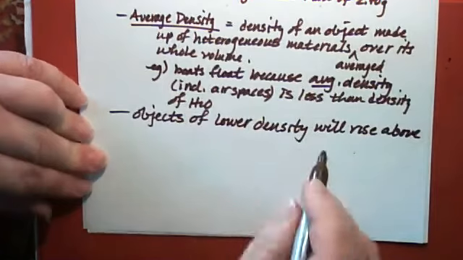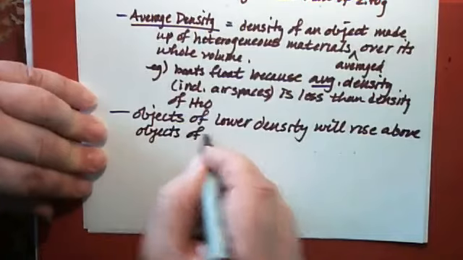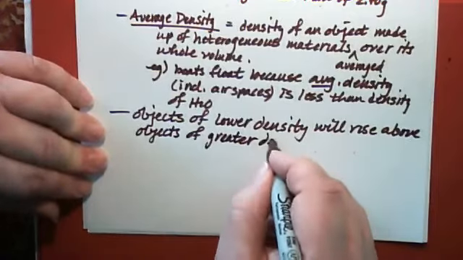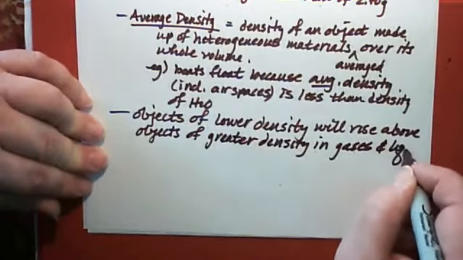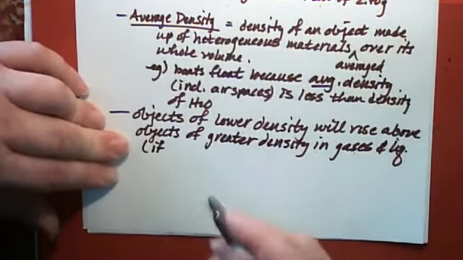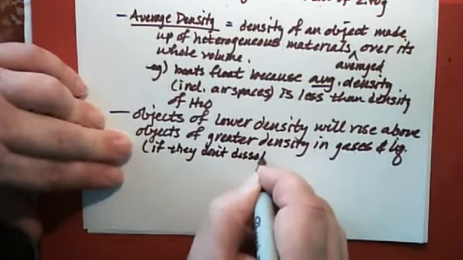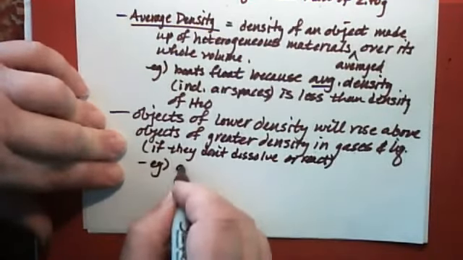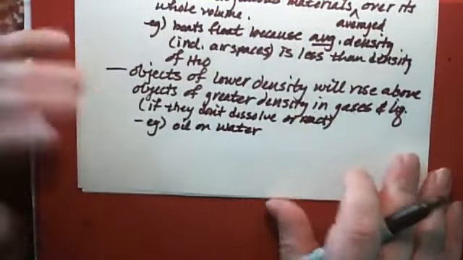The relationship between density in gases and liquids is that objects of lower density will rise above objects of greater density in both gases and liquids, as long as they don't dissolve or react with each other. An example of that would be boats floating on water.